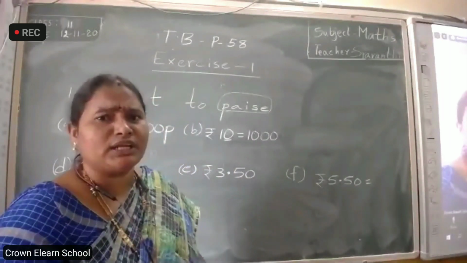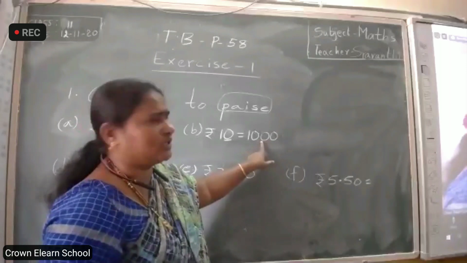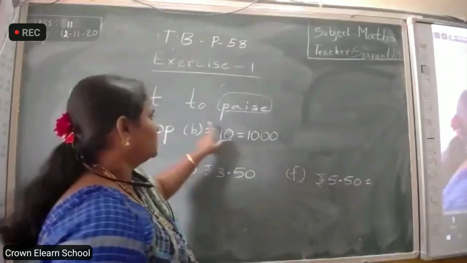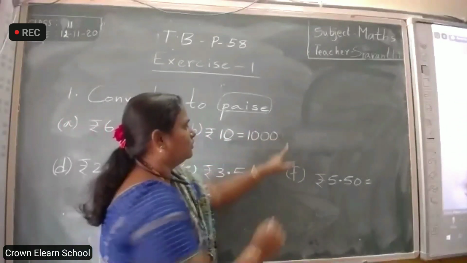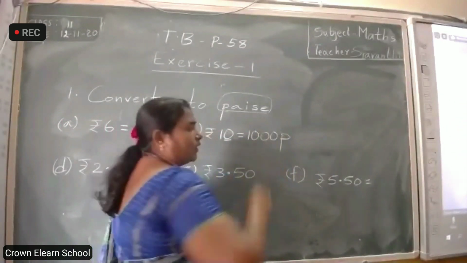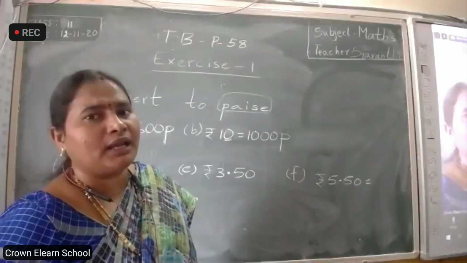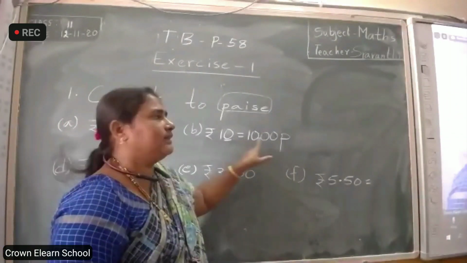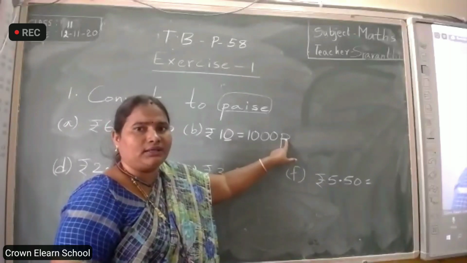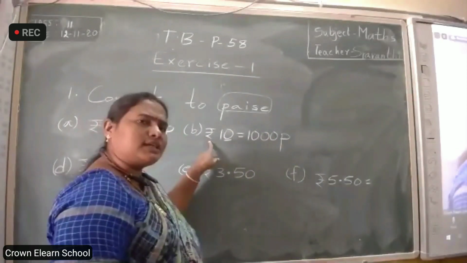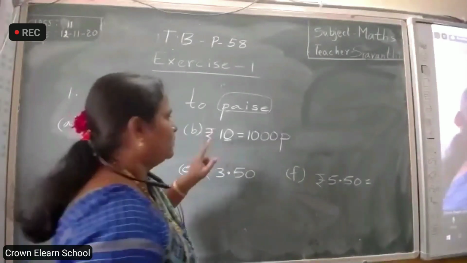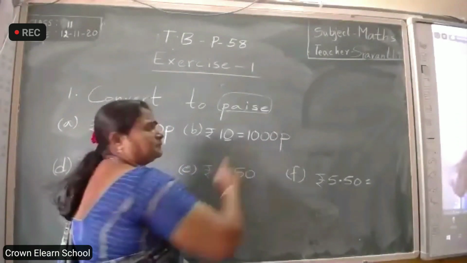And is it enough? Changing the number is enough? We have to change the symbol also now. So rupee symbol changes to paise symbol. Where we have to put paise symbol? At the end or in the starting? At the end. Paise symbol at the end. Rupee symbol at the starting. We know that, no? We have done many sums, no? Okay, have you written this answer?